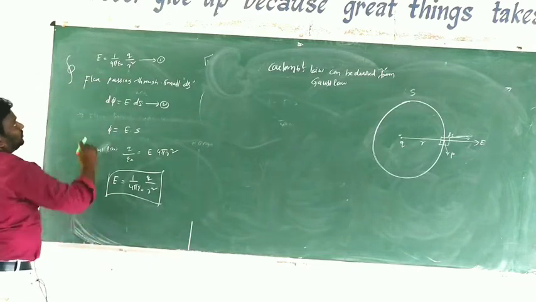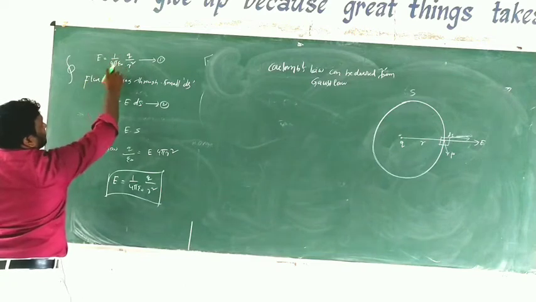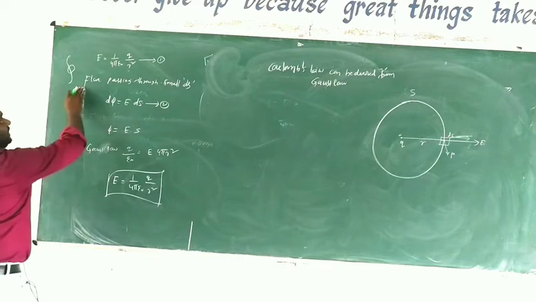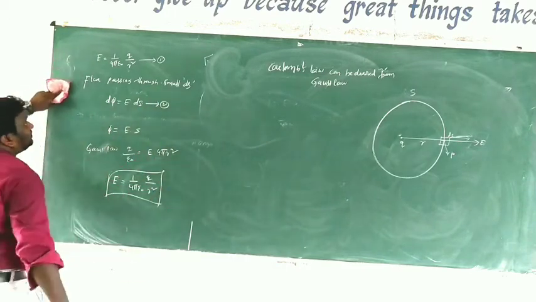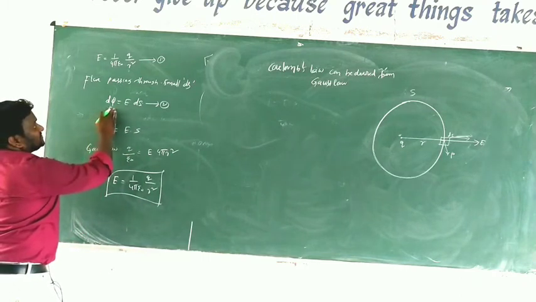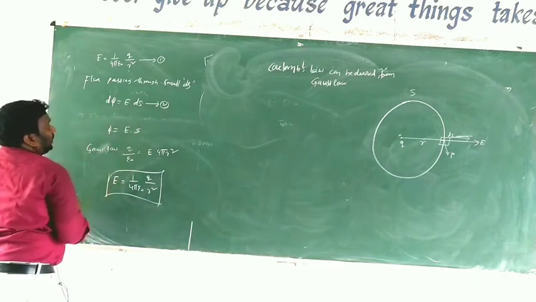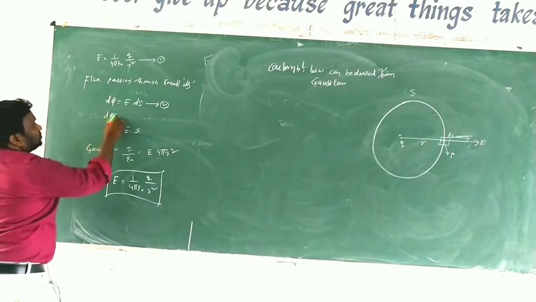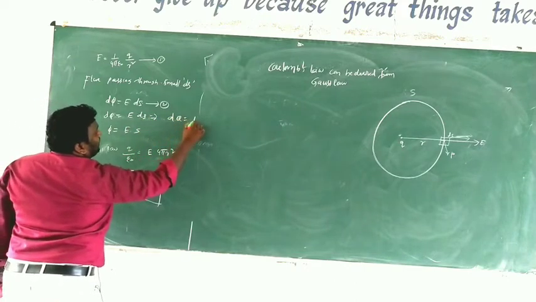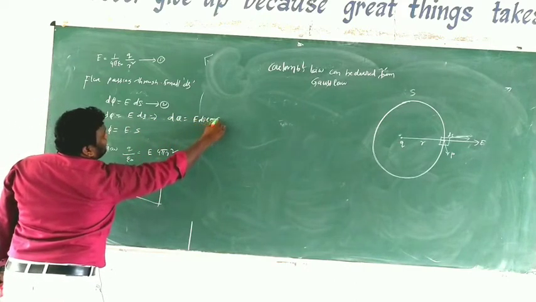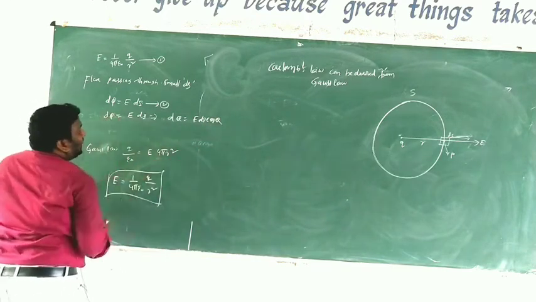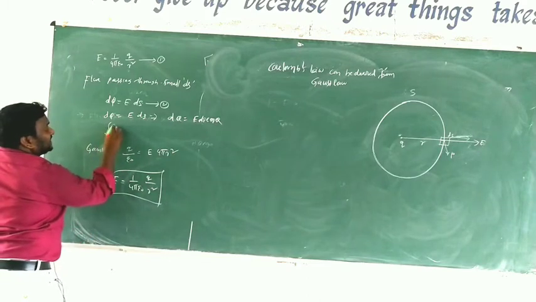That only we have to prove now. E is equal to 1 by 4 pi epsilon naught q by r square, which is equation number 1. How should it become like this? The flux passing through the small ds is d phi equals E into ds, and this is the flux passed through the small element area ds. Now what do you write? d phi is equal to E dot ds. That means d phi is equal to E ds cos theta. Already I told you, for the entire surface you have to do integration on both sides.